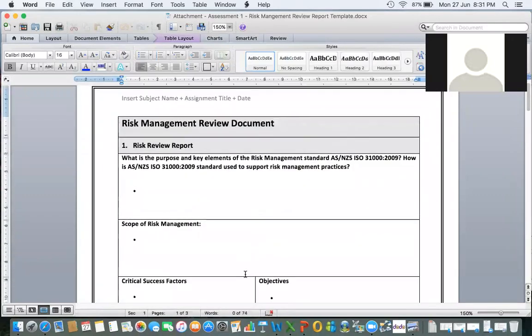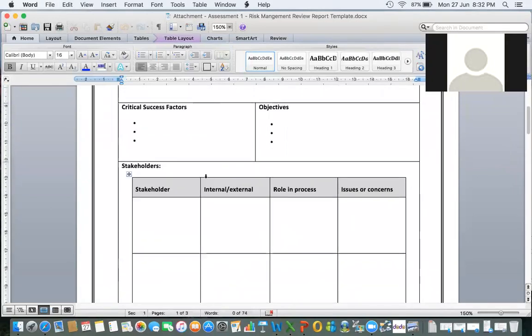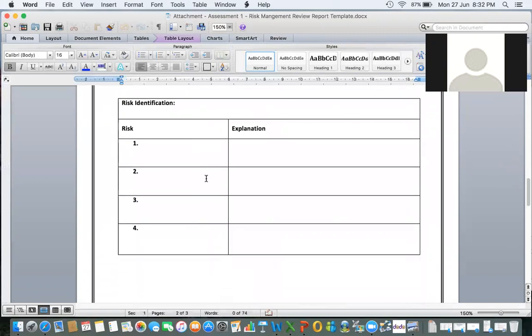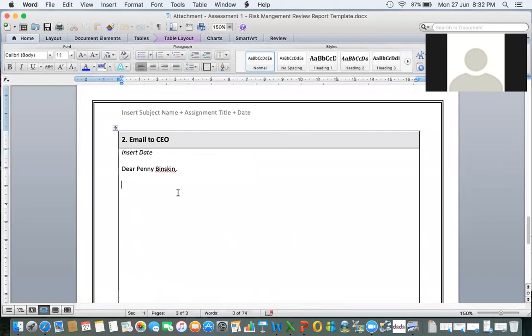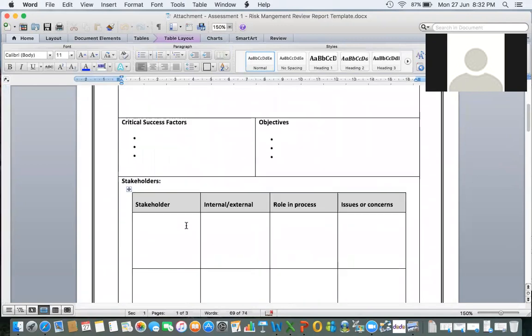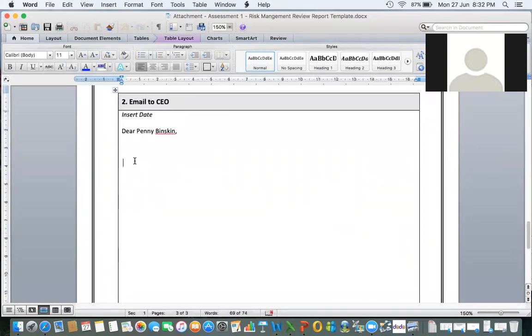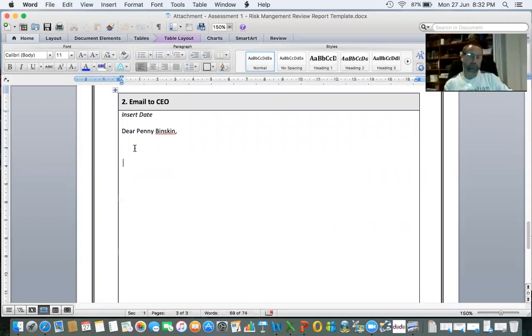Not for this one, because for assessment one, you just need to follow this one here. The first one is about the risk review report: scope, critical success factors, objectives, stakeholders, and risk identification. You identify the 4 risks, 1, 2, 3, 4, and you explain the 4 risks that you have identified, and you write the email. What about the email? The email contains the highlights. The first part is your detailed report, and the highlights should be in your email.